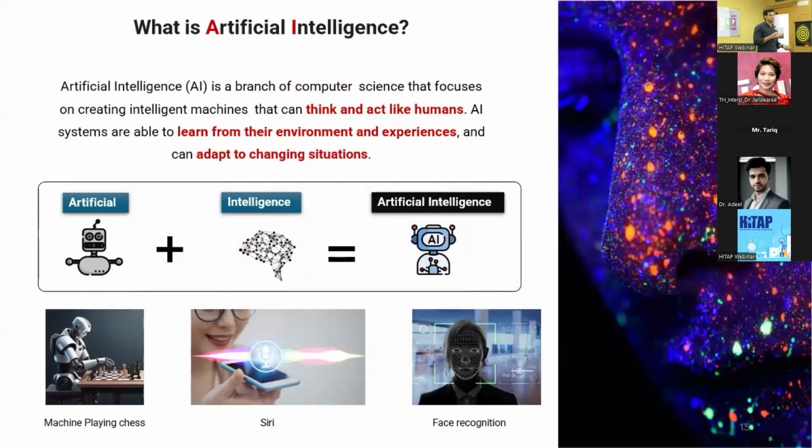So let's try to understand what artificial intelligence is with the help of a very simple definition. Artificial intelligence is a branch of computer science focusing on creating intelligent machines that can think and act like humans. AI systems are able to learn from the environment and experience and can adapt to changing situations. Just for understanding, keep one thing in your mind.